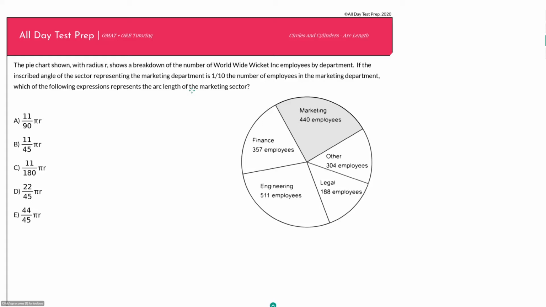Now let's do a problem that focuses more on arc length. The pie chart shown with radius r shows a breakdown of the number of Worldwide Wicked Inc. employees by department. If the inscribed angle of the sector representing the marketing department is 1/10 the number of employees in the marketing department, which of the following expressions represents the arc length of the marketing sector?